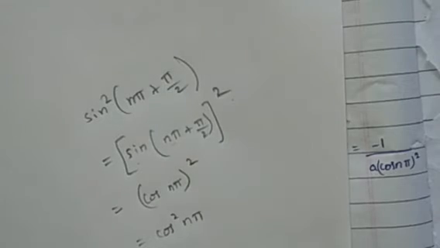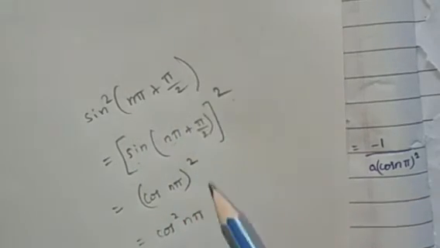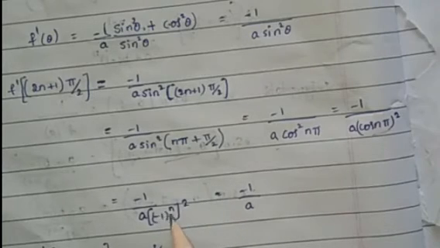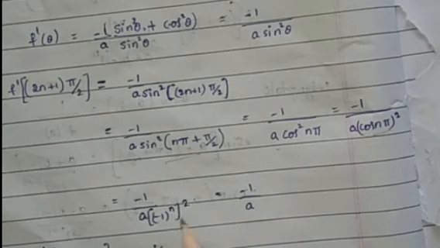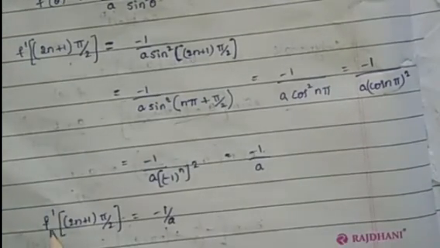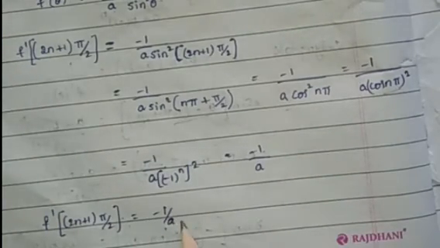So we write sin square of n pi plus pi by 2 as cos square n pi. So you write this as cos square n pi, which is equal to minus 1 by a into cos n pi whole square, which is equal to minus 1 by a into cos n pi value, minus 1 all to the power n, whole square, which is minus 1 all to the power n, that's power square, means that value is 1. You get minus 1 by a. So f dash of theta 1 value is minus 1 by a.